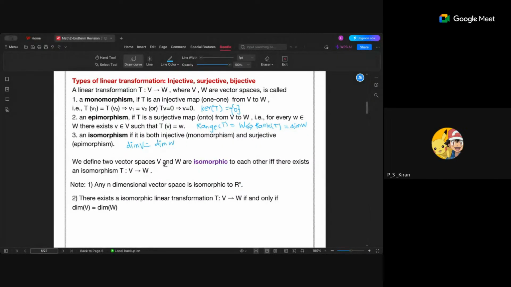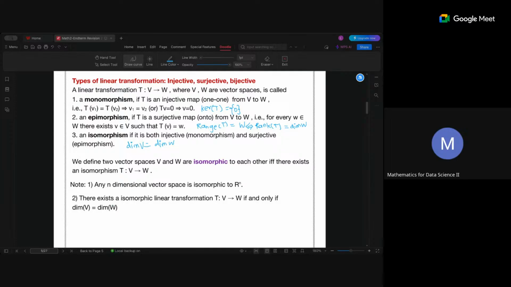What is the difference between null space and kernel? See, they refer to the same thing. Only thing is that null space is quite often used for matrices and kernel is used for transformations, but both are referring to the same thing. The terminology kernel is usually used for transformations. No difference. Fine. Any other questions?